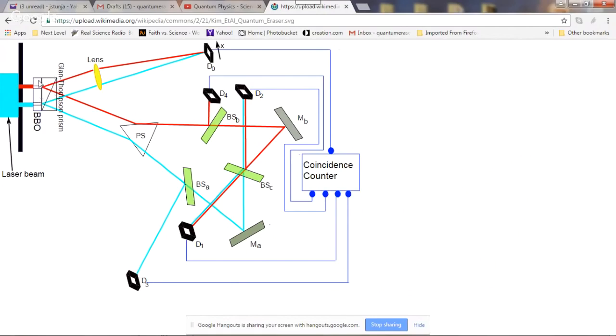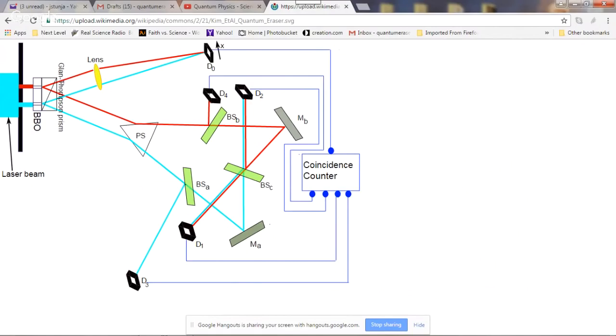Two entangled photons are generated by this barium borate crystal right here. Okay, and just quickly, then the path goes down. So the entangled photon, what exactly is that? Can you briefly explain that? I just want to make sure that our audience understands it.